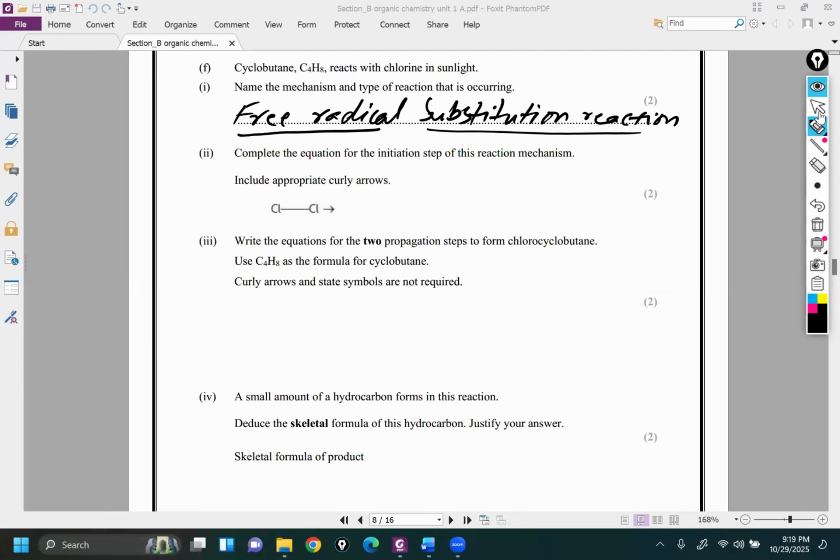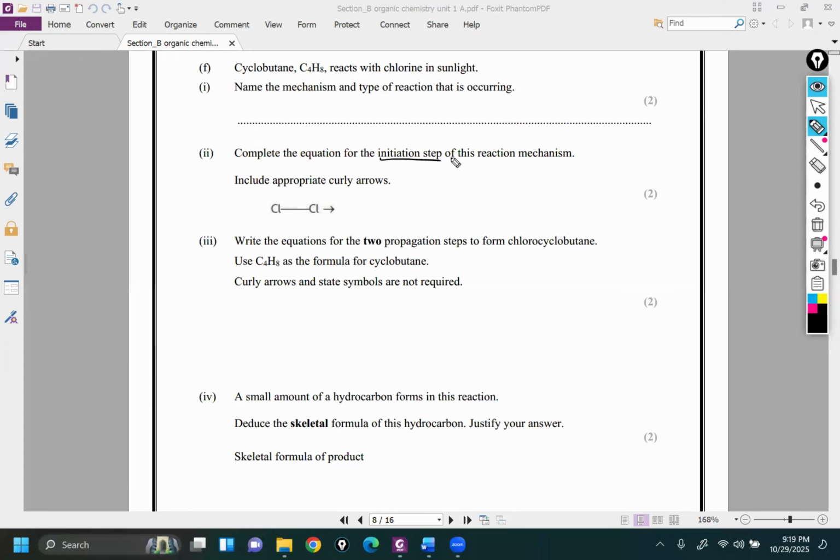Now in this question, complete the equation for the initiation step of this reaction mechanism, include appropriate curly arrows. So my dear students, here homolytic bond breaking will take place. Always draw the arrow originating from the center of the bond, and it will be a curly half arrow. One arrow will be here and the other arrow here, and you will get Cl dot plus Cl dot. The curly half arrow shows the transfer of one electron from the bond pair.